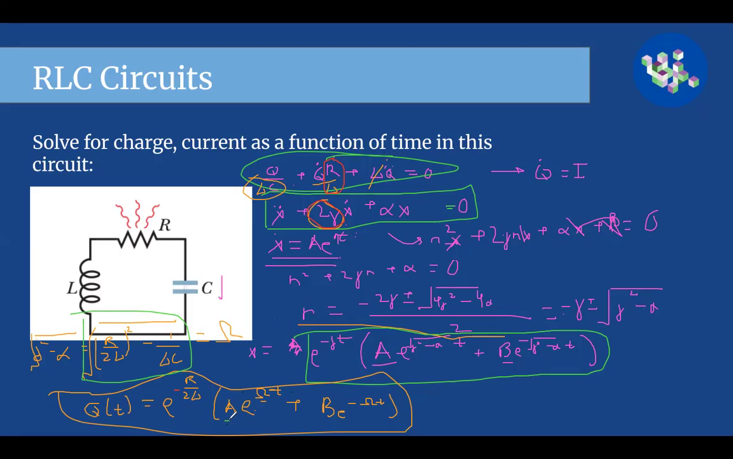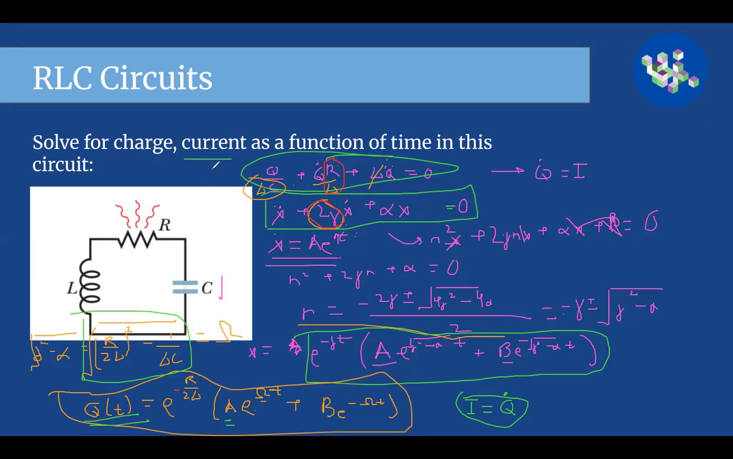How you're going to get A and B is from the initial conditions. For example, you can put t equals 0 and solve for A and B, right? That's our charge as a function of time. If you want to find current as a function of time, you know that I equals q dot, so dq over dt. All you have to do is take the derivative of this with respect to time, and you get your current as a function of time. I'm not going to do that now because it's just a bunch more math, but you get the idea. So basically overall, just write your second order differential equation.